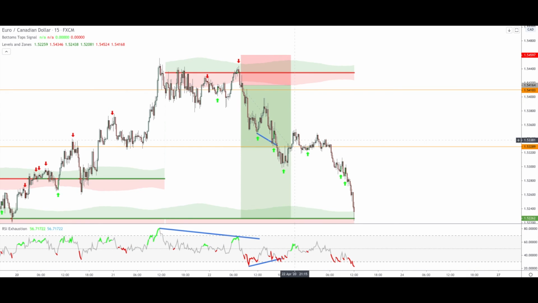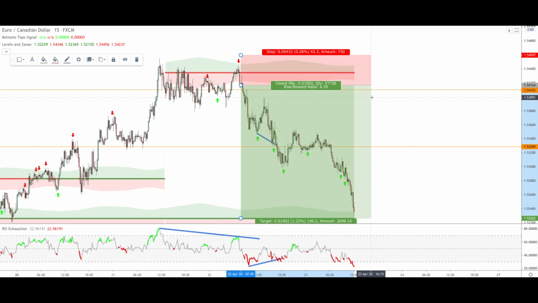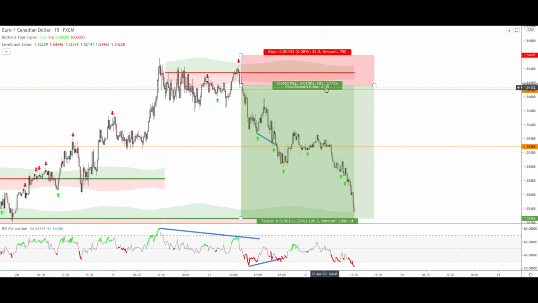And finally we got to our target, so let me extend this for you. As you can see, we reached the target, the price went lower and then retraced, but we have almost 4.4x return, which is excellent. I'd say it's an average return, a slightly higher than average return for this kind of setup.